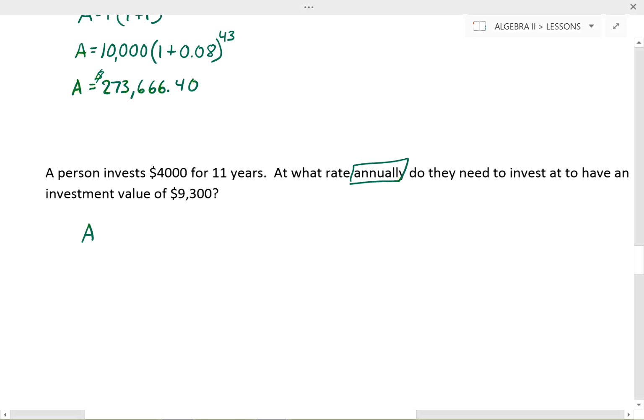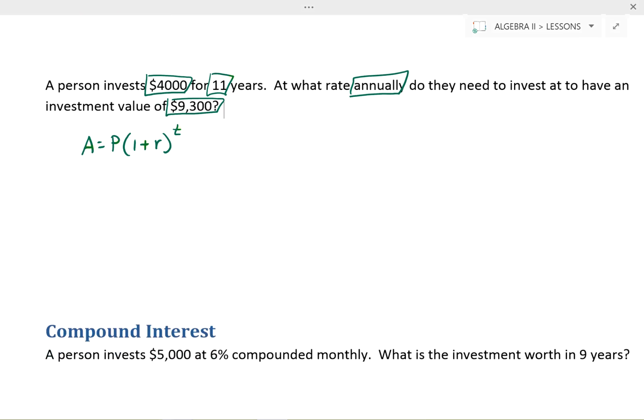Okay, so we're using the A equals P times 1 plus R to the T equation. And I have my principal here of 4,000. I have my years here of 11 years. I don't have my interest rate, but I do have what my final amount should equal. So in that context, here's what this is going to end up looking like. My A is my final amount, which I'm given as $9,300. And this equals my principal of $4,000 times 1 plus R. R is what we don't know. And we're invested for 11 years.